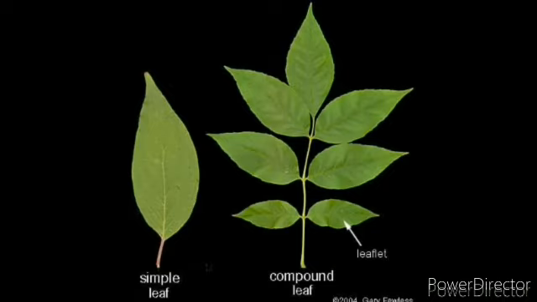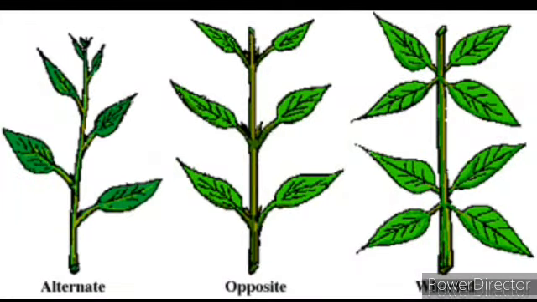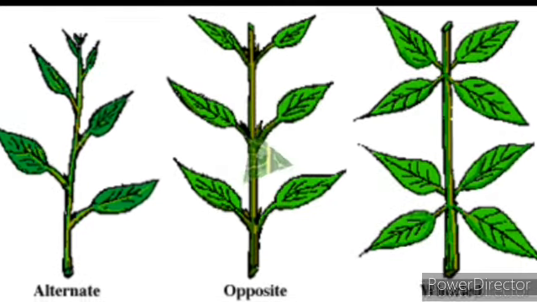Types of leaves. Leaves can be of two types, simple leaves and compound leaves. Arrangement of leaves. There are three arrangements. Alternate, where only one leaf arises from each node. Second, opposite, where two leaves arise on each node opposite to each other. And the third one, whorled, where more than two leaves are attached at each node.